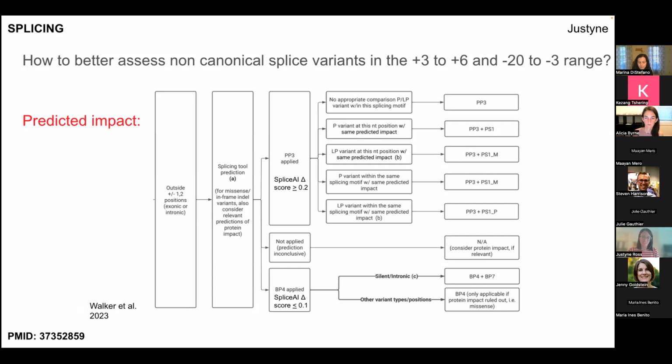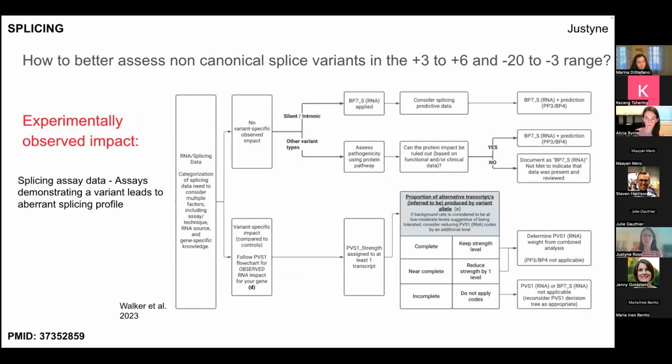And now we can go to the next slide. And so then the other avenue you want to consider is the experimentally observed impact. So this is data coming from splicing assays, or assays demonstrating a variant leads to aberrant splicing profile. And again, I recommend you consult the paper where they discuss different factors to consider when determining if it's an appropriate assay to consider. But once you've identified that assay, then you want to follow, again, this flowchart where you look to see if you have a variant-specific impact observed.